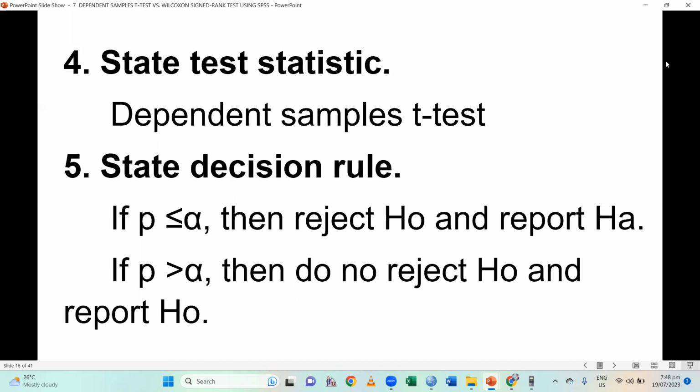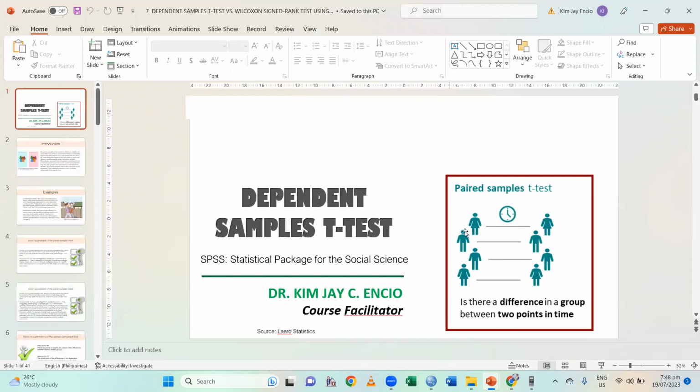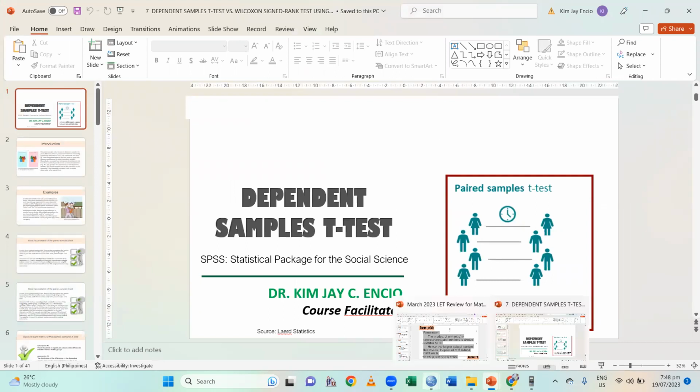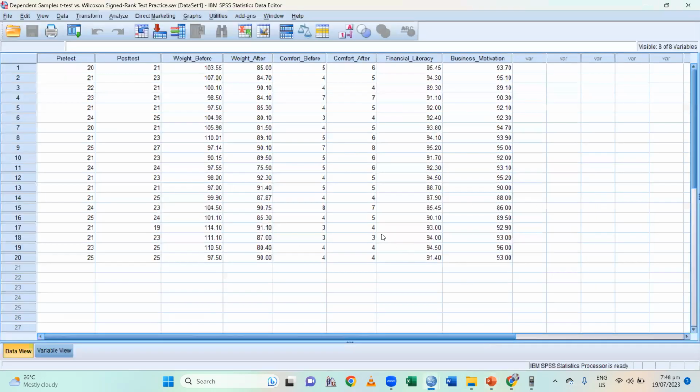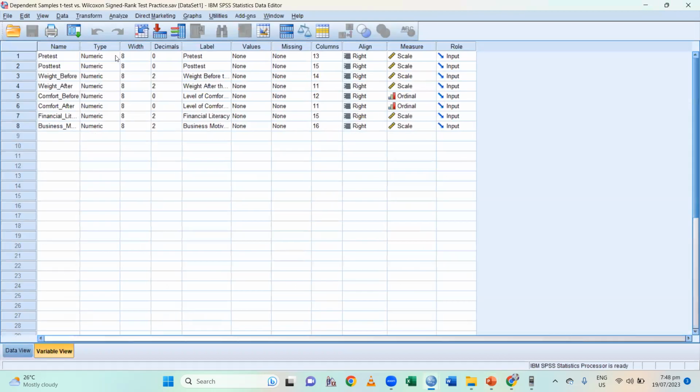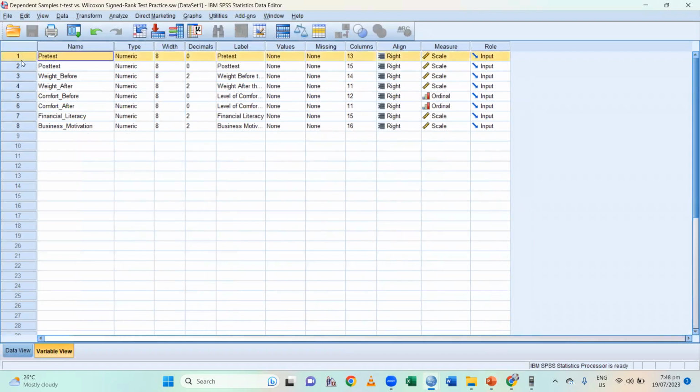And now we will go to our SPSS. In our data here, if we go to variable view, we have different data. We have pre-test and we have post-test. Based on what we mentioned earlier as one of the assumptions, it is important that these two are at least interval. That's why they have to be in scale format, because these are scores.